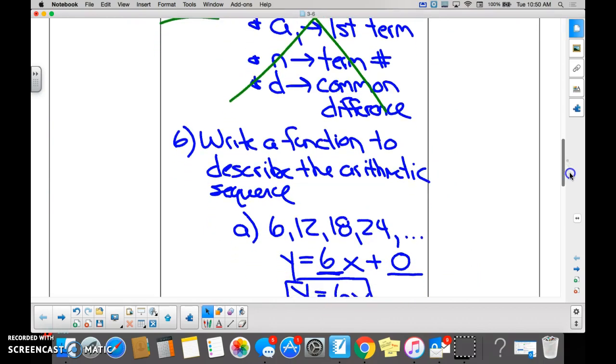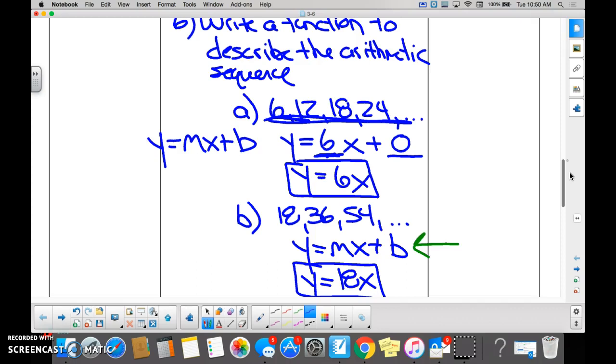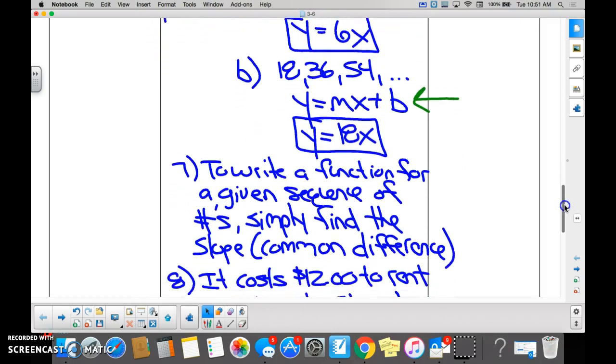If I asked you to write a function for a sequence, what do you have to find? If I gave you an arithmetic sequence like this, what is the only thing you need to find, everybody? The common difference. And the common difference is going to be the slope. It's going to be the m. So in the equation y equals mx plus b, all you're finding is the common difference between 6, 12, 18, 24. What is our y-intercept? 0. Because it's always going to start with the number 0. It is called the, we made a word up, remember what the word was? The zeroth term, right? Okay?